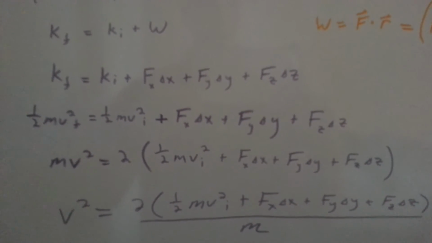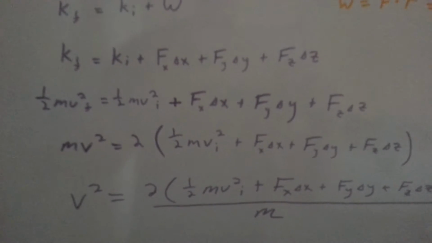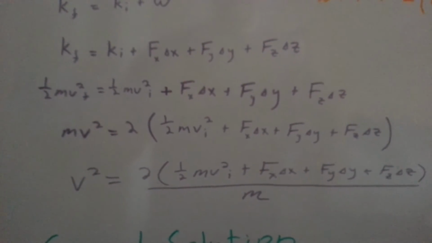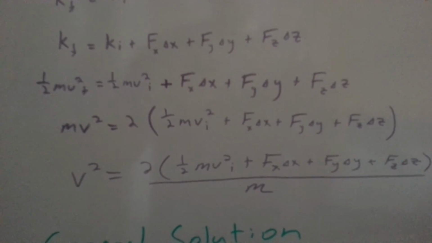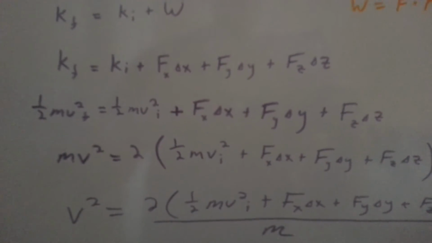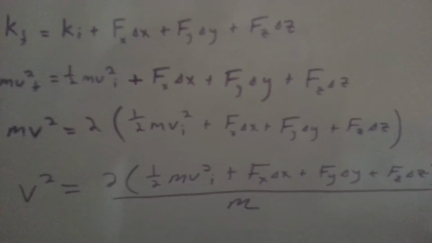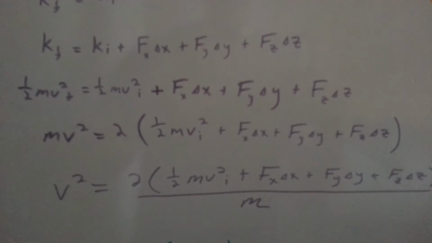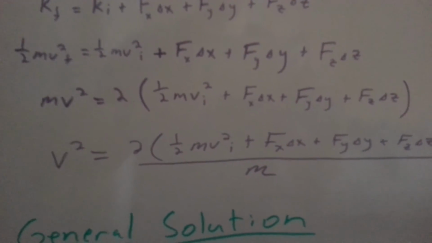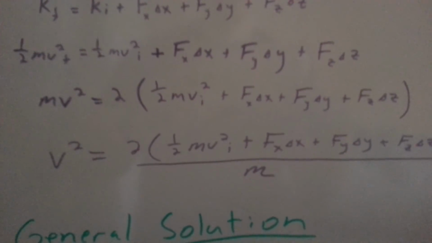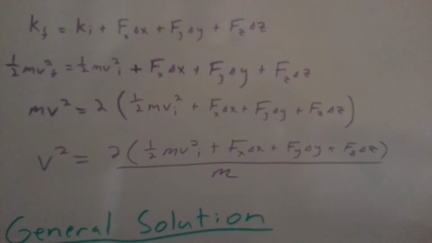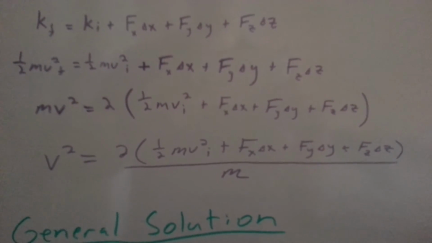Now let's expand the kinetic energies. I showed you one definition of kinetic energy, now here's another one. This is an approximation: kinetic energy equals 1/2 mv squared. So replacing kinetic energy final and kinetic energy initial with 1/2 mv squared, you'll get this. And then you go through more algebra steps. Multiply both sides by 2 to cancel the 1/2. Then divide by the mass to get v squared on the left.